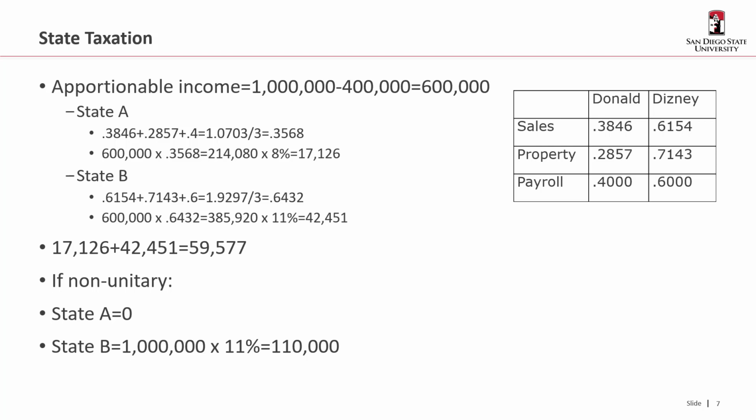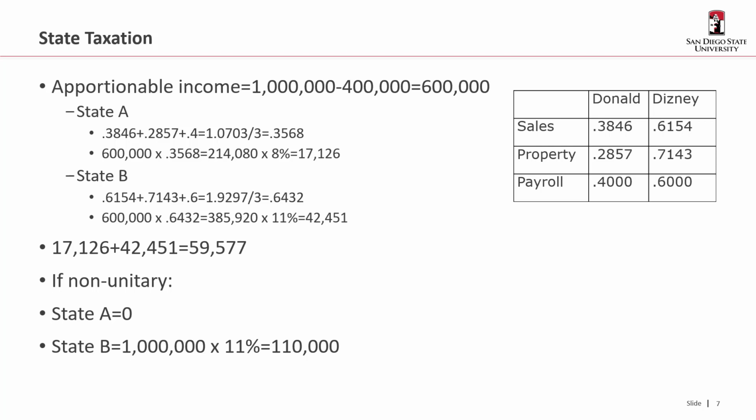In state B, they get about 64% of the income based on the 3-weighted factor formula. That gives me about $386,000 of taxable income times 11% is about $42,000-ish or so of total income. So you can see in total, that's about $60,000 of income tax, right? So the 17 from state A, the 42 from state B, we've got about $60,000 worth of total income tax between state A and state B.